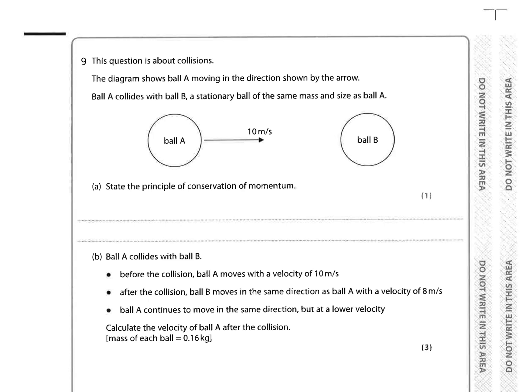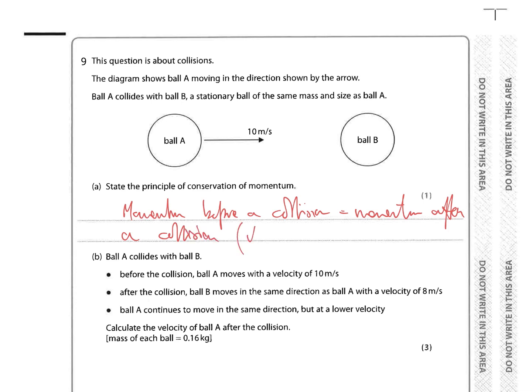So here we go with question 9. It's talking about ball A and ball B making a collision with each other. We're talking about momentum here. They're identical size balls, so we need to talk about, first of all, what's the principle of conservation of momentum. So essentially it means that the momentum before a collision equals the momentum after a collision. And then if there are no external forces.